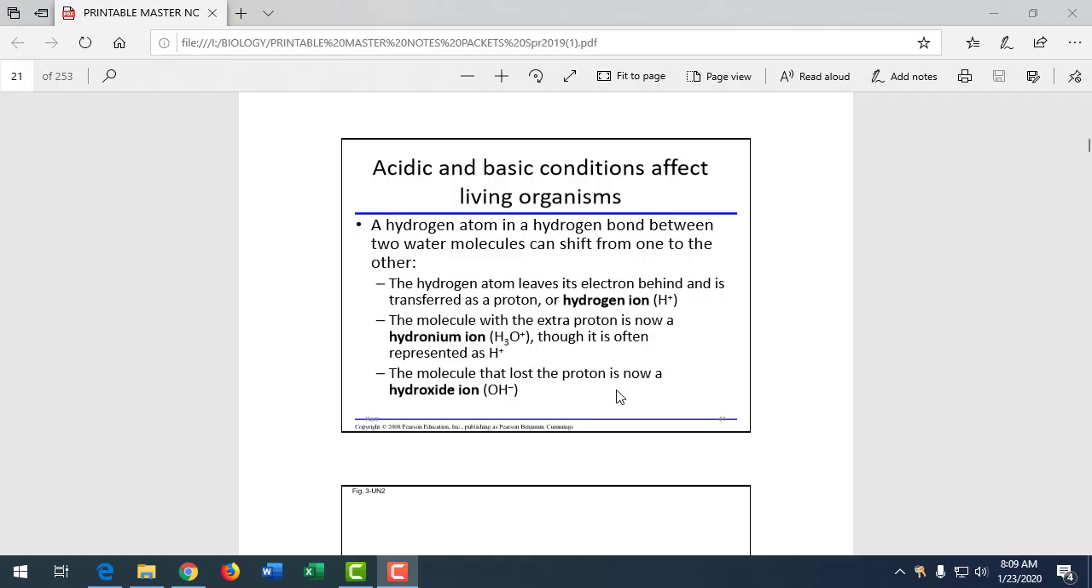Right, we're going to pick up then, continuing the chemistry of life notes in your notes packet, and we're going to talk about acids and bases. To understand acids and bases, you have to know just a little bit of basic chemistry and understand what ions are involved.